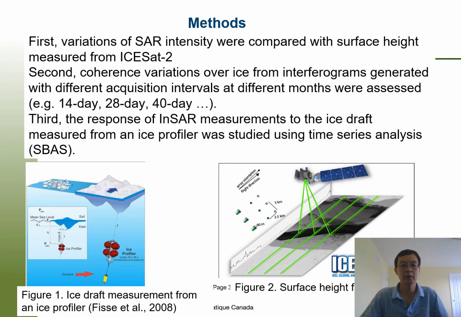The methods include three steps. First, variations of SAR intensity were compared with SAR surface height measured from ICESat-2. Second, coherence variations over ice from interferograms generated with different acquisition intervals at different months were assessed. Third, the response of InSAR measurements to the ice draft measured from an ice profiler was studied using time series analysis paths.